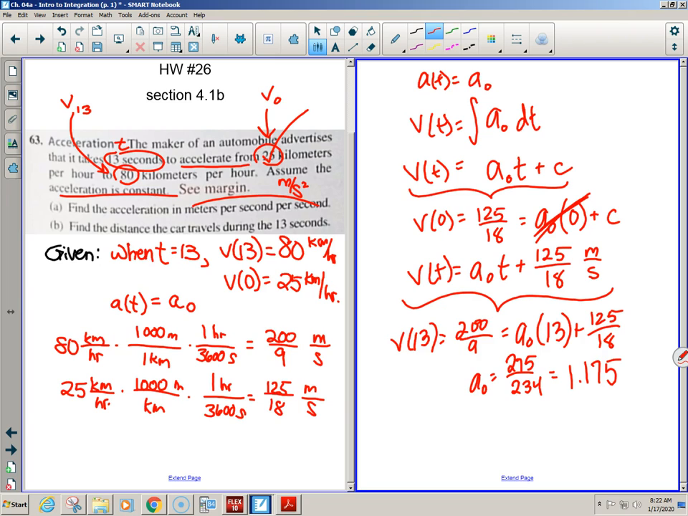Calculus always rounds to how many decimal places? Tenths, hundredths, thousandths. Good. And what are my units? Well, hold on. Wait a minute.